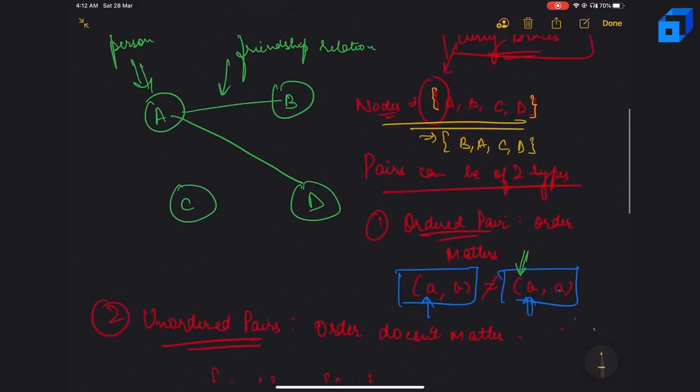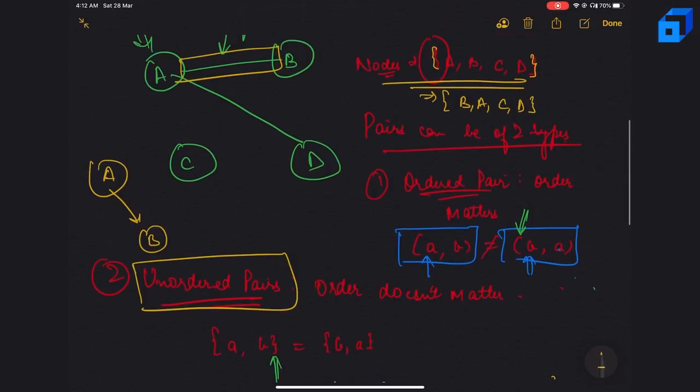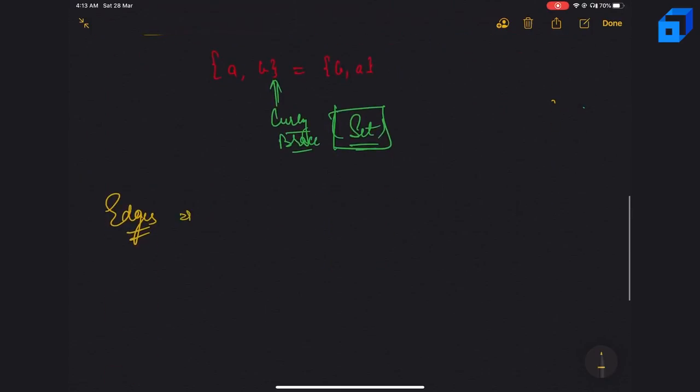So if you see in this particular graph, we see that there is no sense of direction. There is no directed sign like A to B. So we see that these edges are bidirectional edges. For bidirectional edges, the order doesn't matter. And bidirectional edges can thus be represented by curly braces. So, for this particular graph, our set of edges is going to be an edge from A to B and an edge from A to D. So, we can represent edges as {A, B} and {A, D}.